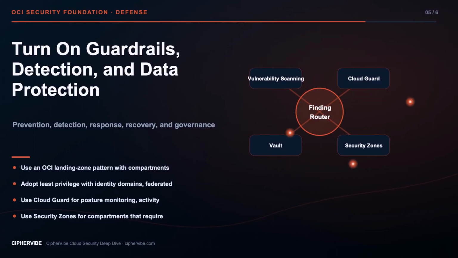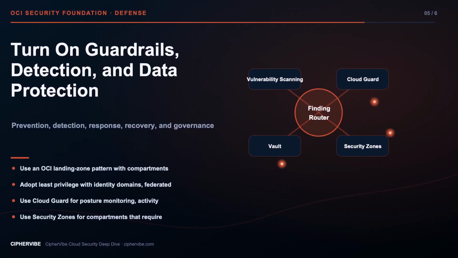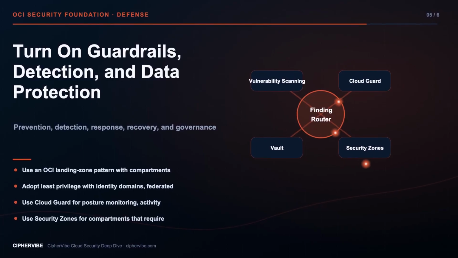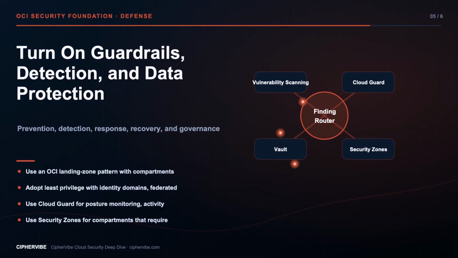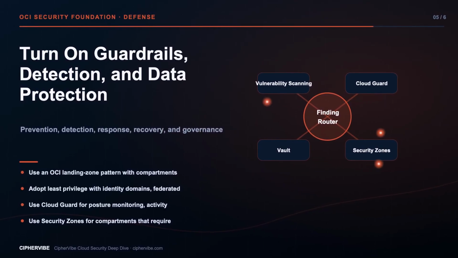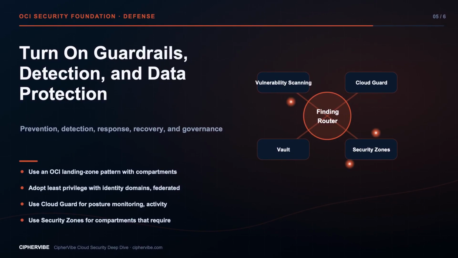Third, use Cloud Guard for posture monitoring, activity detection, problem triage, and responder workflows. Tune detector and responder recipes so high-risk findings reach accountable teams quickly. Fourth, use security zones for compartments that require preventive guardrails, especially sensitive data and regulated workloads. Understand that Cloud Guard must be enabled before creating security zones.